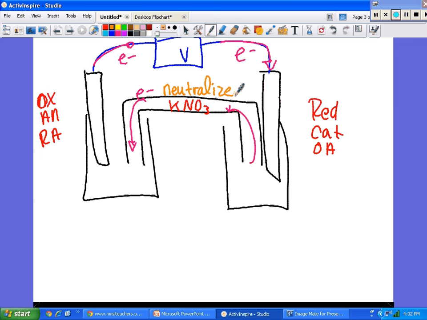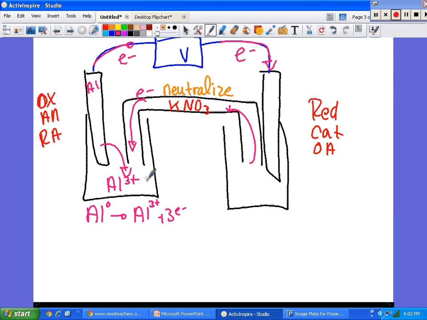All right, so what happened right here? What was our oxidation reaction? It was Al going to Al3 plus plus 3 electrons. This is the anode. It's getting smaller. So that aluminum piece of metal is falling off. What's falling off into this solution? Aluminum ions.